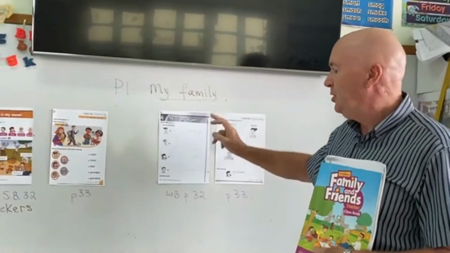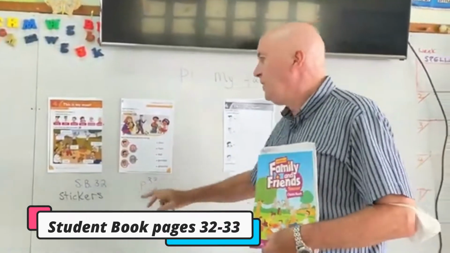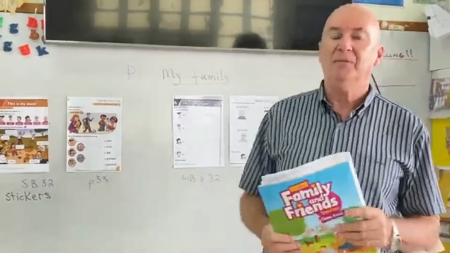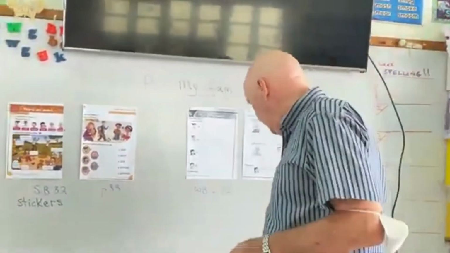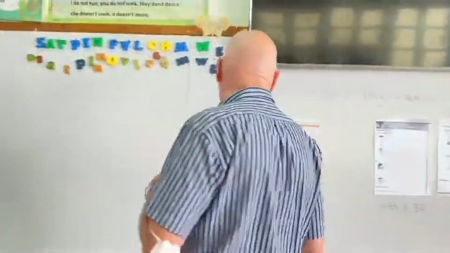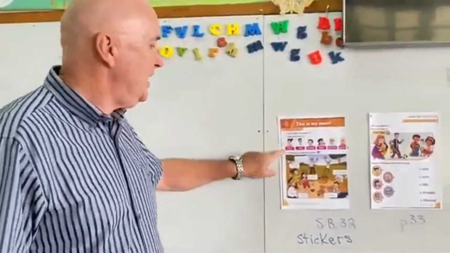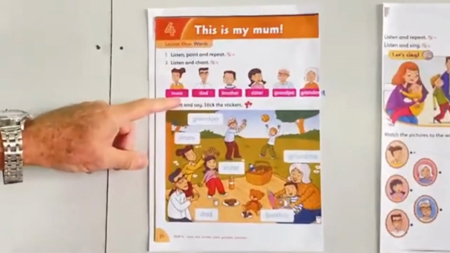Okay, so we're going to start with Student Book 32 and Student Book 33. So we've got some stickers, and we've got a song we've got to look at as well. Okay, let's start with the words, and let's have a look on page 32. So, here's the family. Let's look who we got.